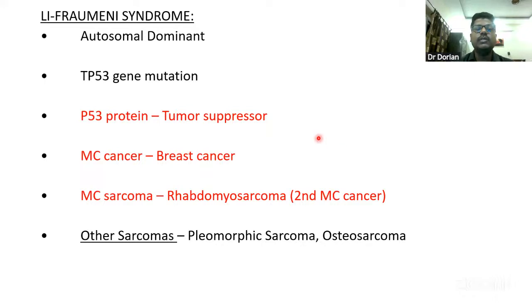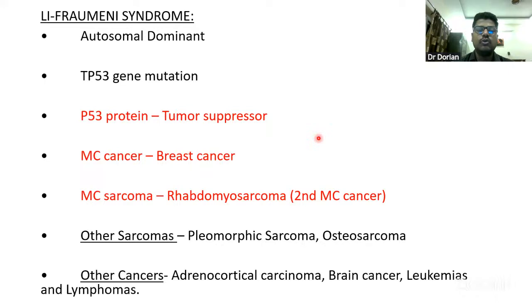The other sarcomas are pleomorphic sarcoma, osteosarcoma. The other cancers are adrenocortical carcinoma, very important, multiple brain cancers, leukemias, and lymphomas. All these are characteristic of Li-Fraumeni syndrome. The diagnostic criteria used for Li-Fraumeni syndrome will be called as Chompret criteria.